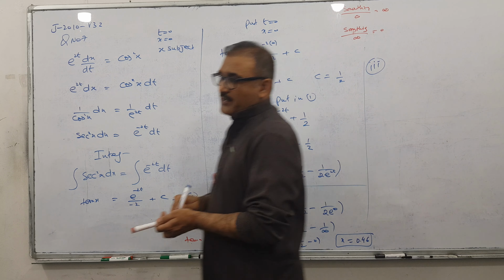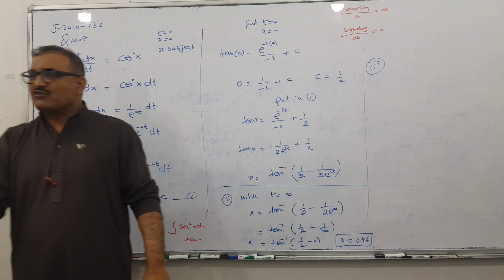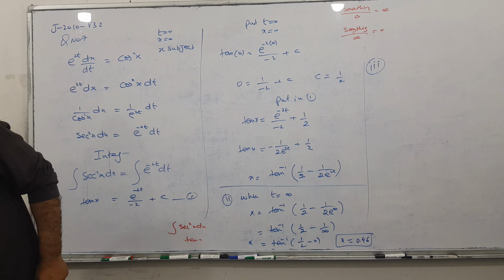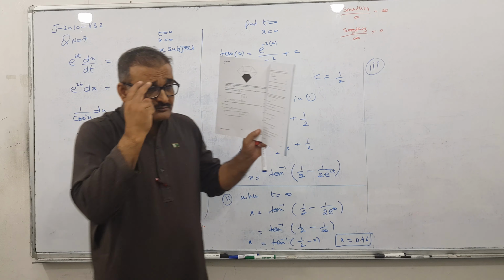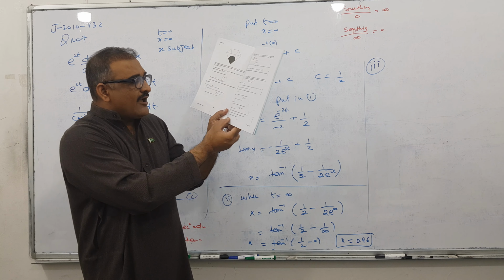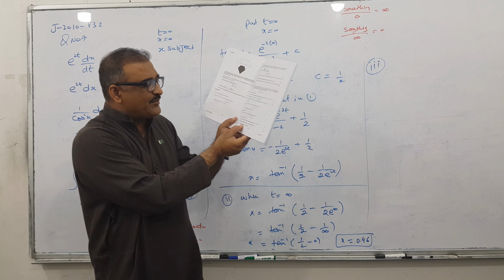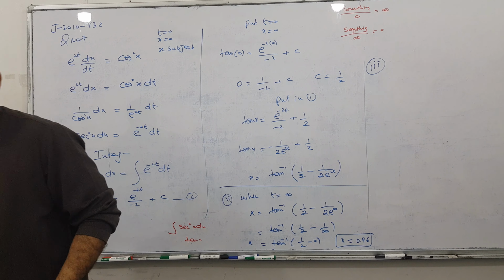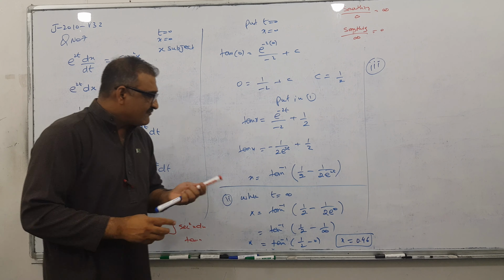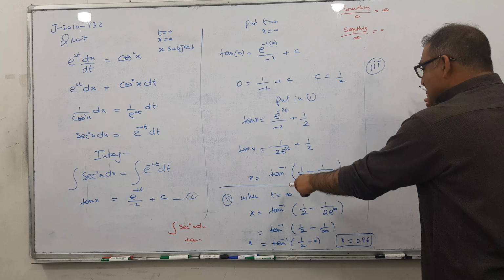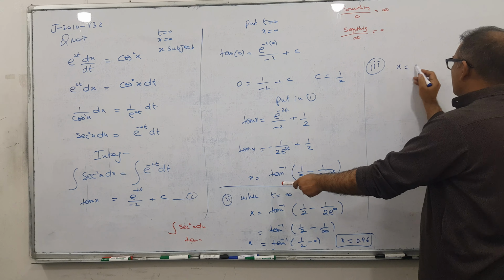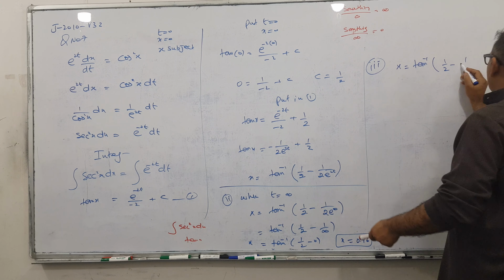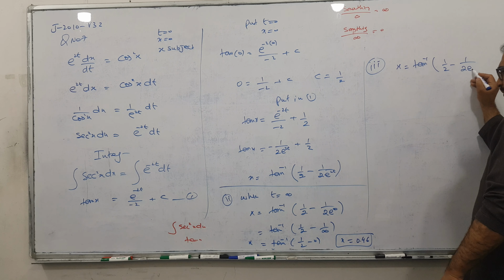Let's talk about the third part. The third part you have to answer in words, in simple language only. Let's see what the question is asking. Are you ready? The question is asking to explain why x increases as t increases. So it means I have to show a link. Look here, what link do I have available? Have a look here: tan inverse of 1 over 2 minus 1 over 2 e to power 2t.